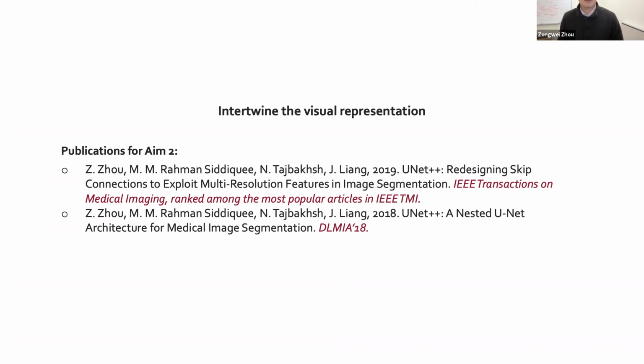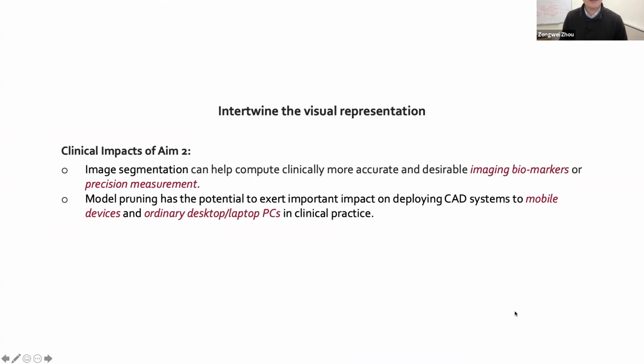This article was ranked as one of the most cited, most popular ones in the IEEE TMI journal. And this work has a potential clinical impact because the image segmentation task itself can help compute clinically more accurate and desirable image biomarkers and precision measurement. Also, model pruning has the potential to exert an important impact on deploying CAD systems to mobile devices and the ordinary desktop, laptop PC in clinical practice.